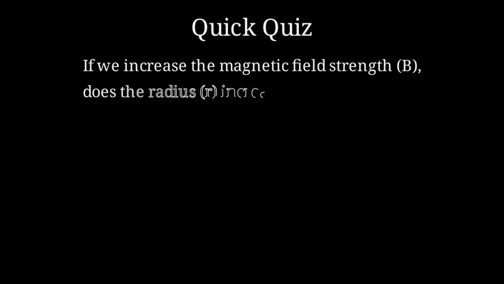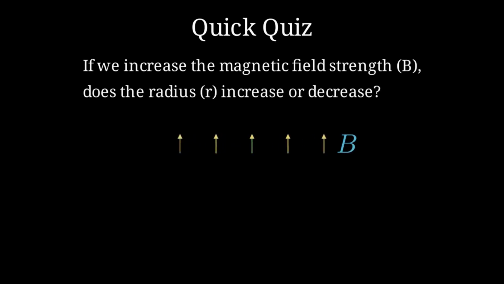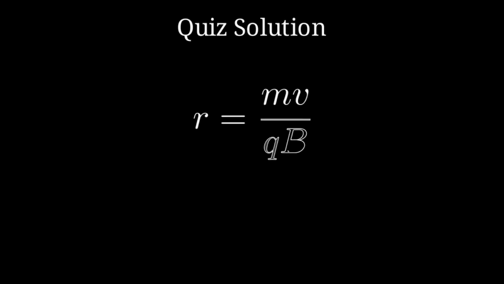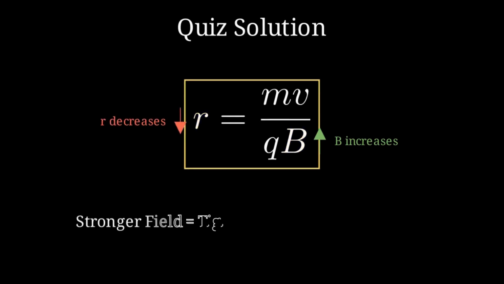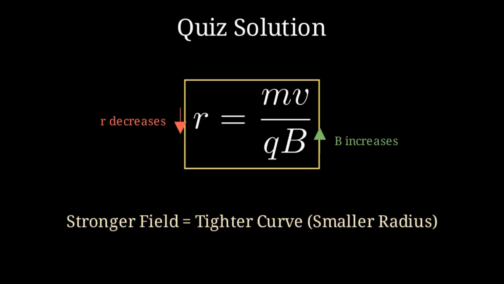Let's test your understanding. If we increase the strength of the magnetic field, will the radius of the ion's path increase or decrease? Think about how a stronger force affects the curve. The answer is decrease. A stronger magnetic field exerts a greater force, pulling the ion into a tighter, smaller circle. This principle is used to tune spectrometers for different mass ranges.